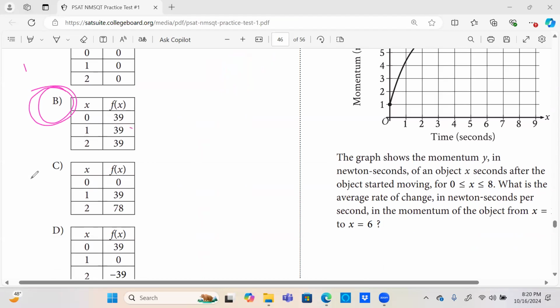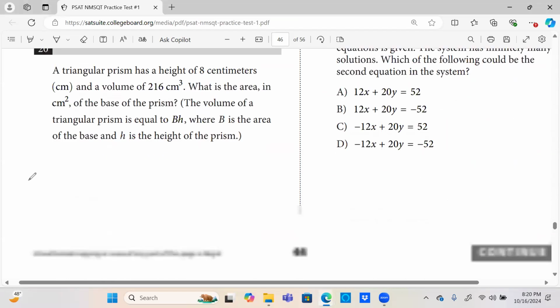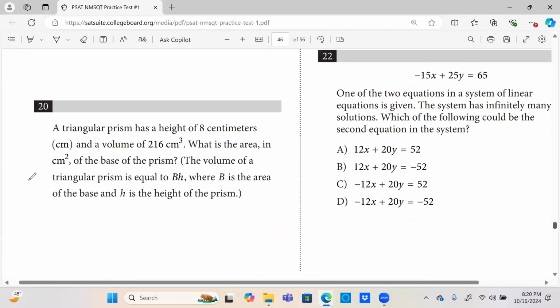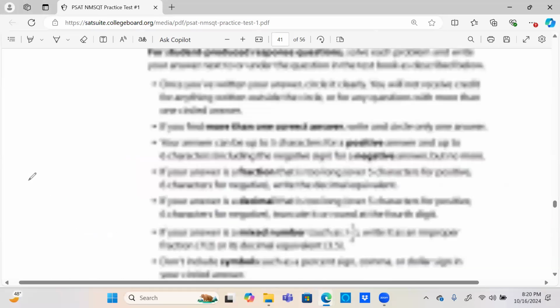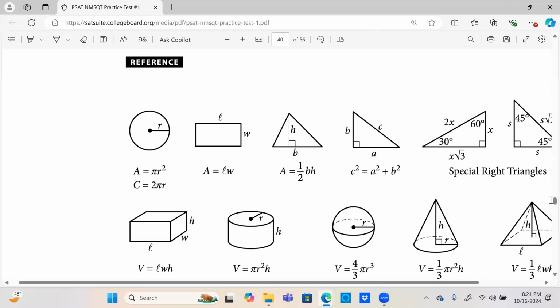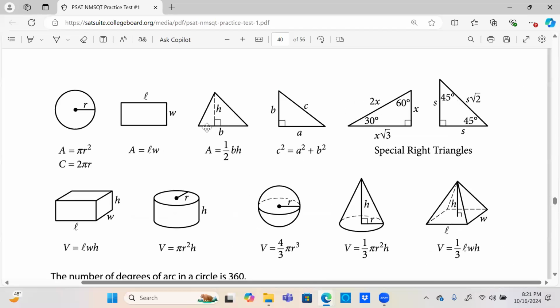Okay. Coming to 20. A triangular prism has a height of 8 and a volume of 216. What is the area of the base? Okay, so let's grab our formula sheet for this. A triangular prism is this one right here.